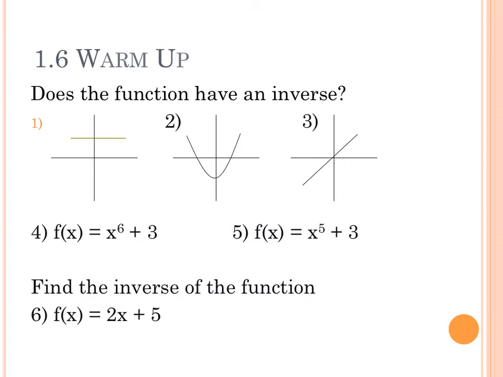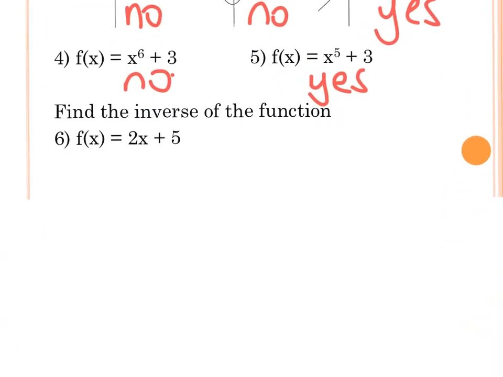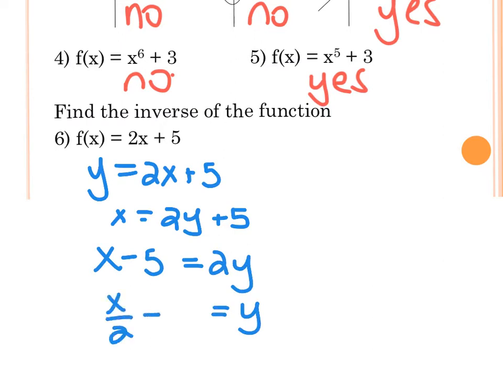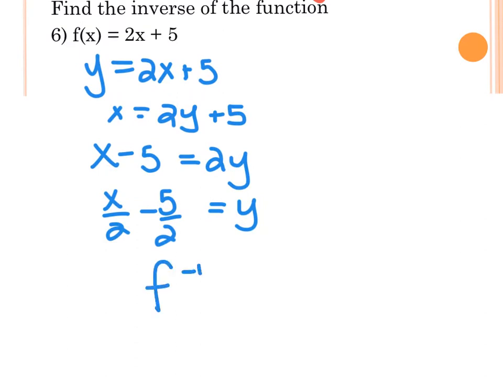Okay, so these are the ones that are quick and easy, right? So if you know all that information, then number 1 is yes or no? No. 2 is no. 3 is yes, 4 is no, and 5 is? Good. And then to find the inverse, step 1 is replace the f of x with y. Then switch the x and the y. And then solve for the new y. Divided by 2. And then the last step is switch that y back out for the f inverse of x.